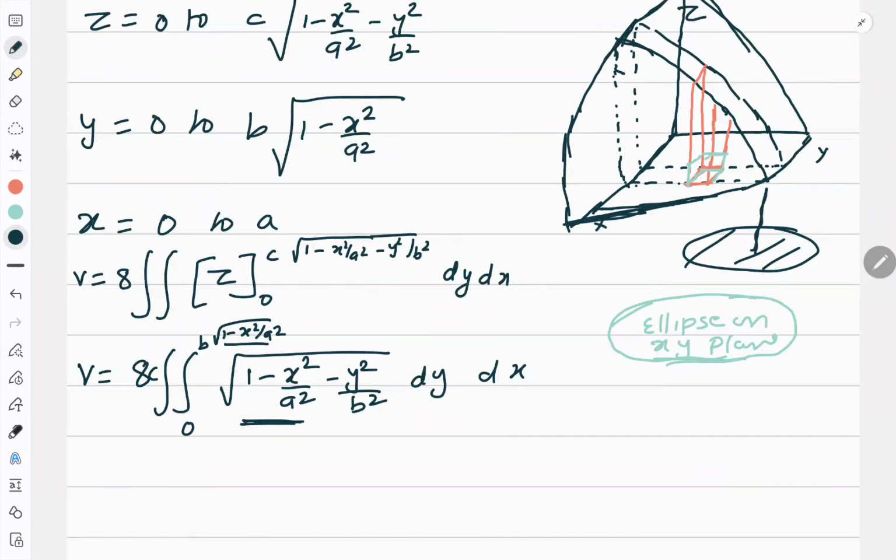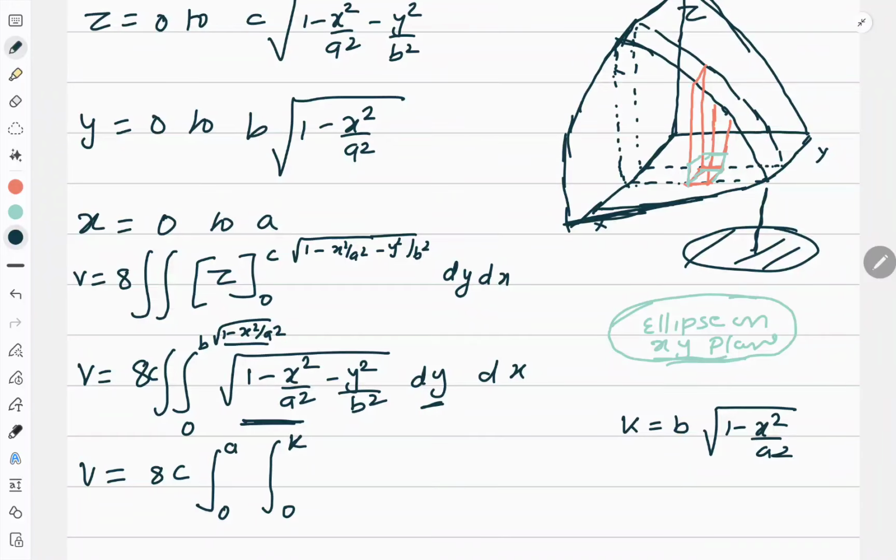So you can always assume it to be some constant k, because I am integrating with respect to y. If I assume that, I'll have V equal to 8c integral 0 to a, integral 0 to k, and I assume k is equal to b√(1 − x²/a²).